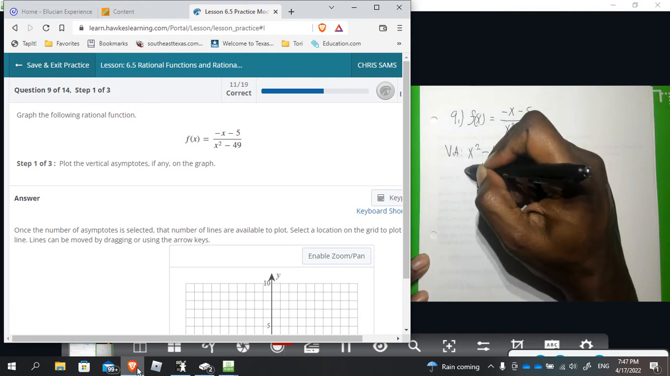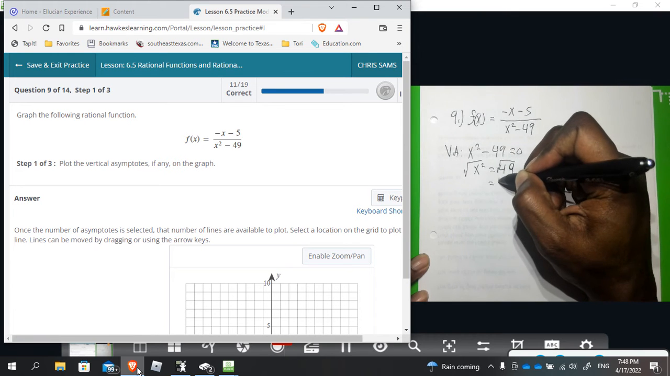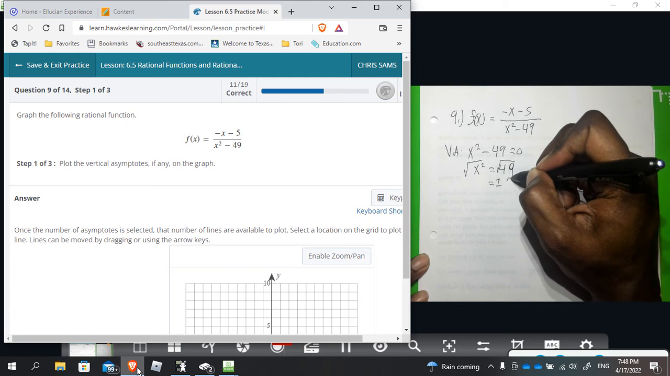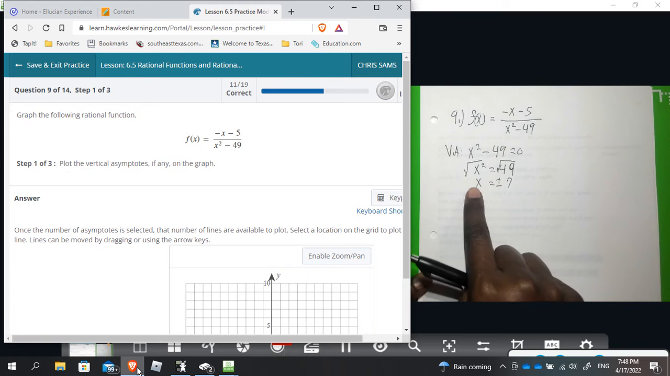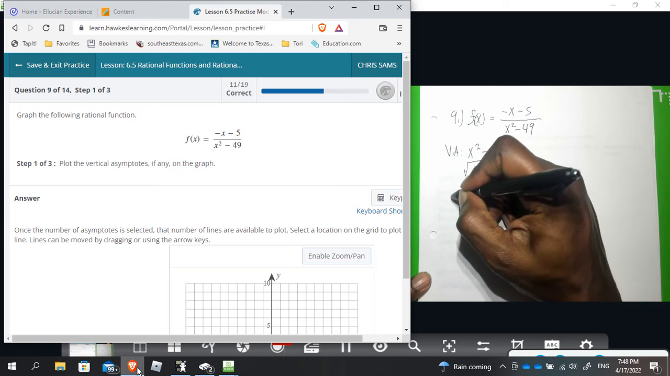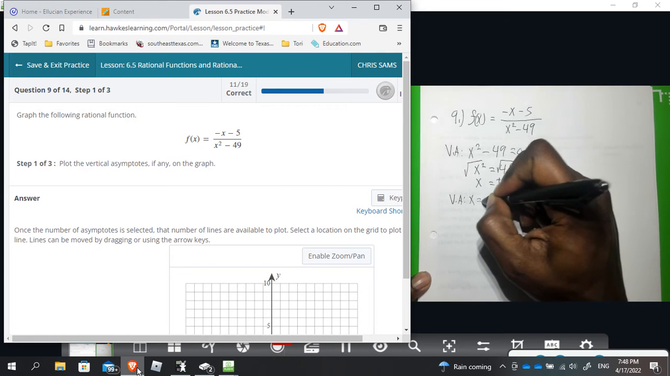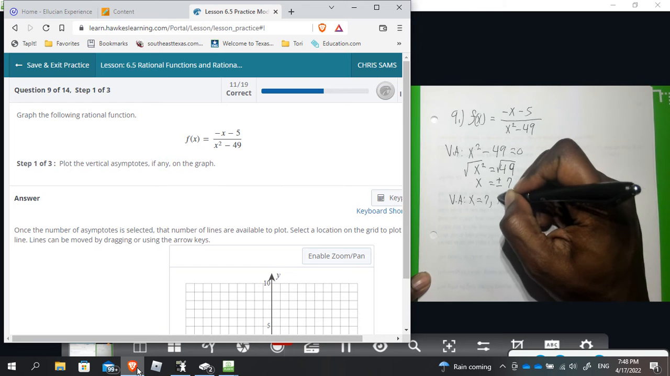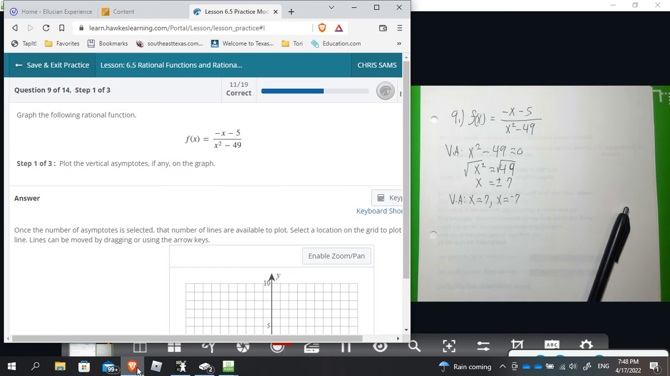And then you're going to take the square root of both sides. When you take the square root of a number, you've got to remember plus or minus. The square root of 49 is 7, and the squaring and square root cancel each other out. We're just left with x equals positive or negative 7. So we get 2 vertical asymptotes: x equals positive 7, and x equals negative 7.